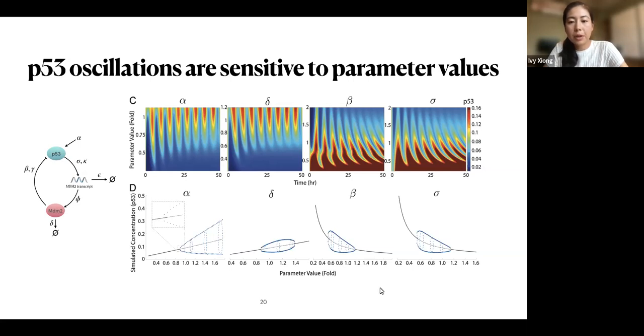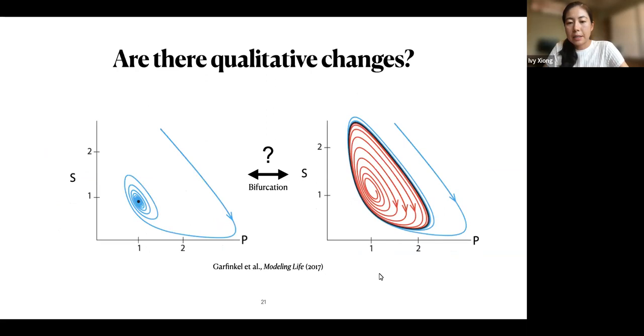So this prompts us to look at the system in a totally different way, which is, can we actually call out that there are certain qualitative changes? We have looked at the time series at different parameter values. We have examined the bifurcation diagrams, but can we actually study the bifurcation analytically, changing from having a steady state behavior to a robust limit cycle behavior and coming back?